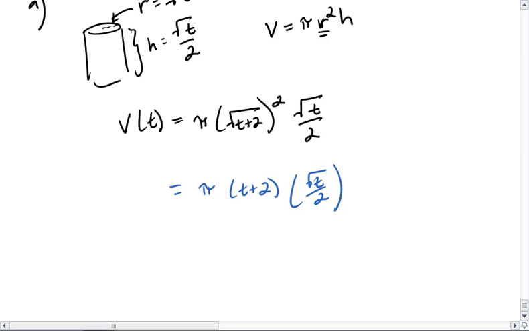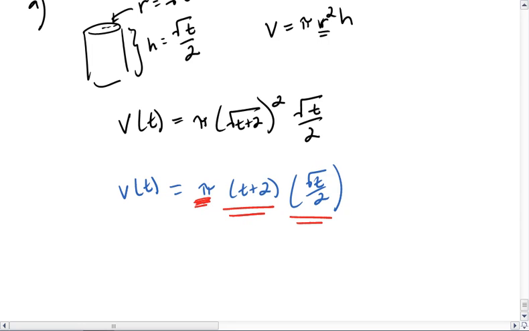We can multiply this out a little bit if we want to, or we can leave it as is. It's kind of up to you. I'm going to leave it as is. But now we want to find V prime of t. Now pi is just a number, so we can leave that off to the side.